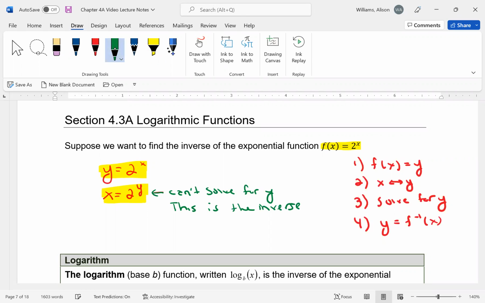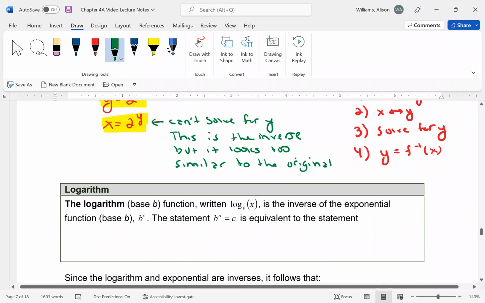Mathematically, we have found the inverse, but it looks too similar to the original. And for that reason, that's what the logarithm was created to be. It was created to represent the inverse of an exponential, but look distinct, so that it no longer looks the same as the original function. So the logarithm is the inverse of the exponential function.